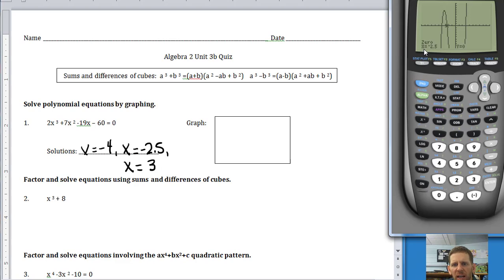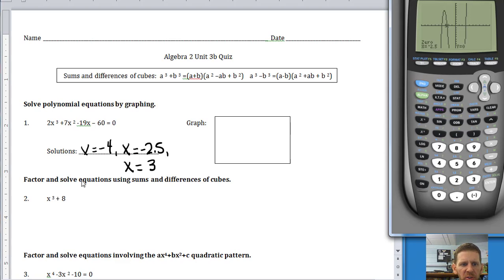And the calculator says, yes, x equals negative 2.5 is an answer. If your calculator says negative 2.500001 or negative 2.499999, assume that it means negative 2.5. So this looks pretty accurate. And you would sketch a graph of this picture here on your little graph right here as well.